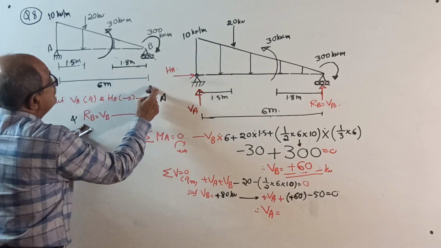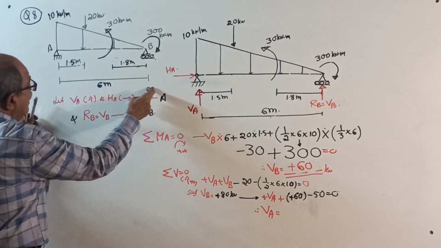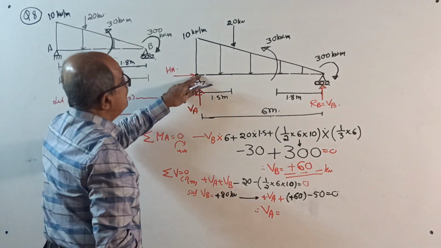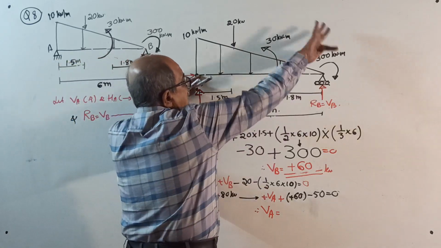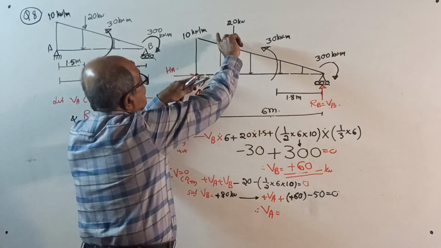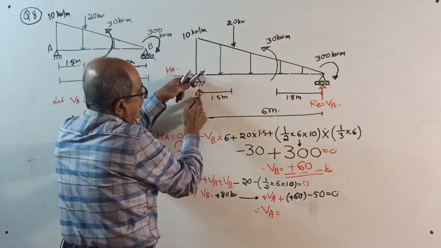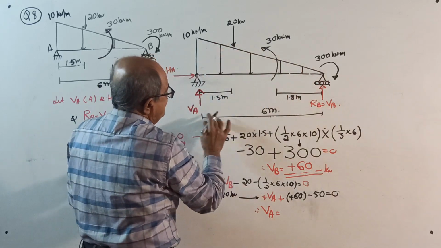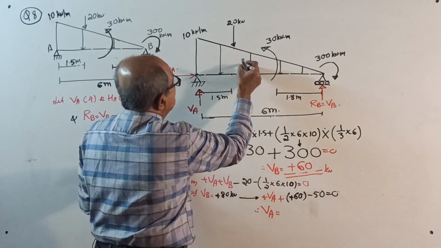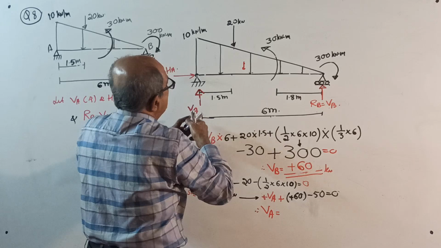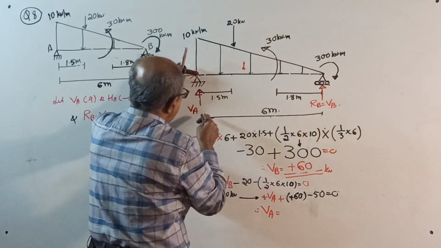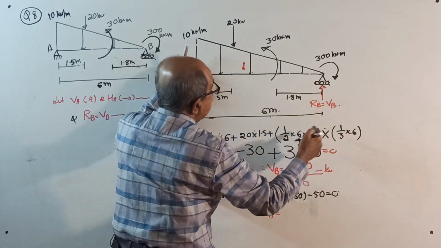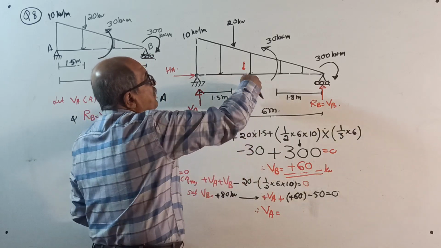See, as usual, normal reaction RB equal to VB. If I tell all this much, it's a waste of time. Write all these things. Take moment about A. Minus VB into 6 plus 20 into 1.5. Then this total load is required. It will pass where? This is 6 meter. The resultant load will pass somewhere here. So the total load is half into 6 into 10, into from here to here is 1/3 of 6. Then be careful, minus 30.